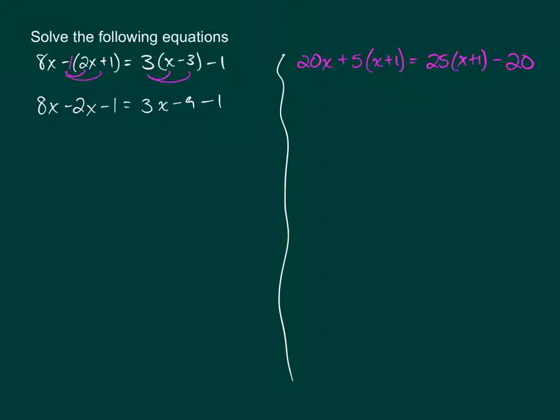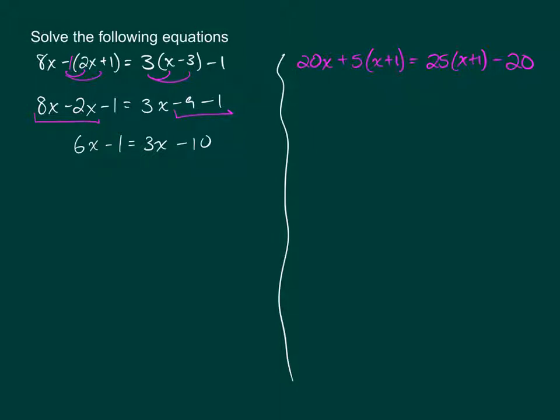And then we can combine terms together. These both contain x's, and they're on the same side of the equation, so I can call that 6x, and the -1 is still there. On the right side of the equation, there's a 3x, but these two constants can be combined. So that will be -10. So 6x minus 1 equals 3x minus 10.